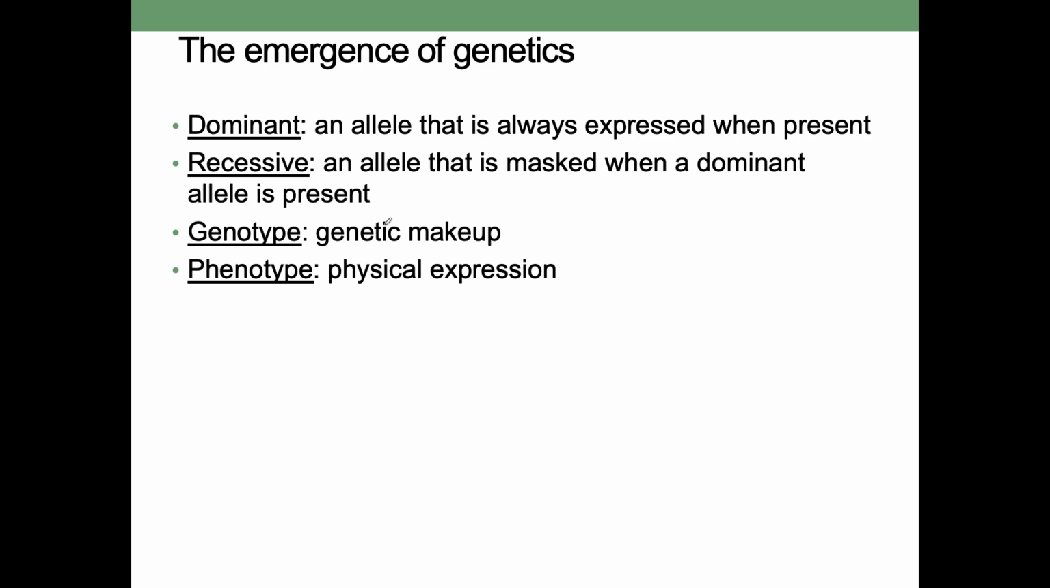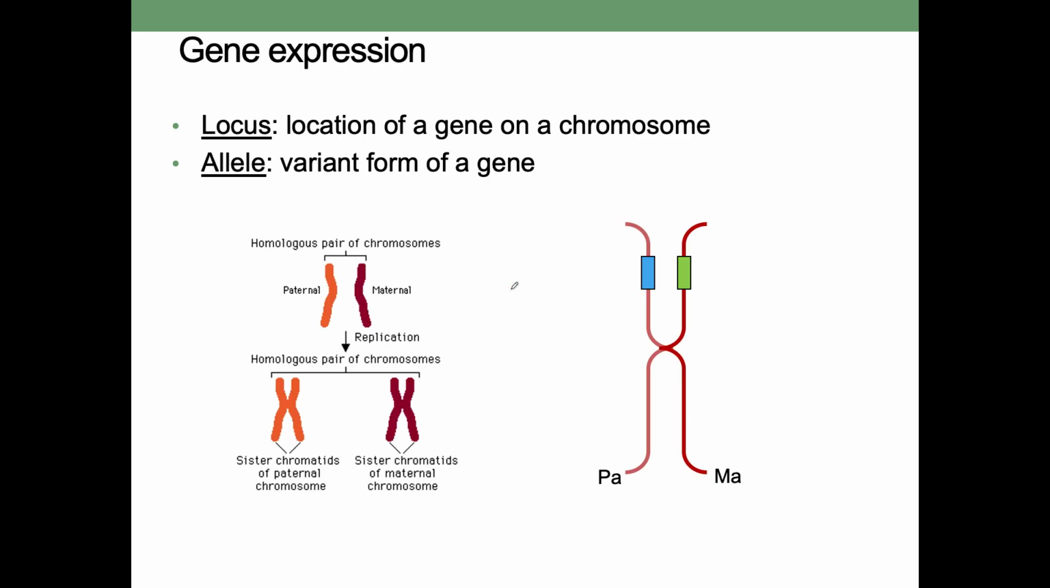Okay, and so we know from last lecture that genotype just refers to the genetic makeup, the underlying genes, the underlying alleles that an individual has. The phenotype, on the other hand, is the physical expression of those underlying genes. Okay, a locus is the location of a gene on a chromosome. So I remember locus as location, right? They start with the same three letters. So a locus is a location of a gene on a chromosome.